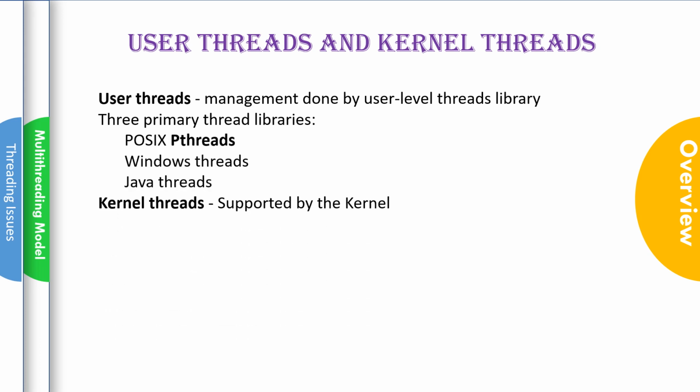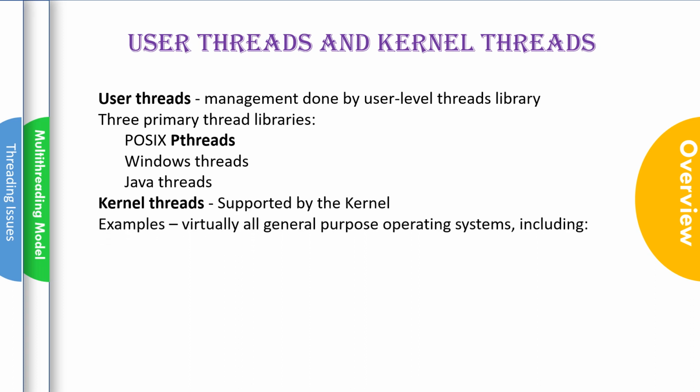Kernel threads are supported by the kernel. Virtually all modern operating systems are multi-threaded, and examples are Windows, Solaris, Unix, Linux, Tru64 Unix, then Mac OS X. All these are the different types of kernel.